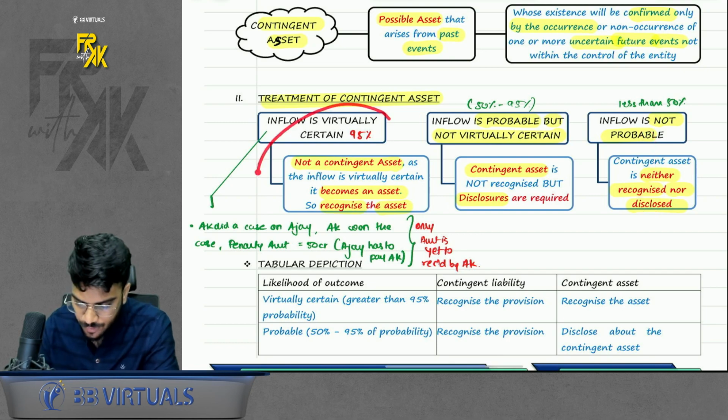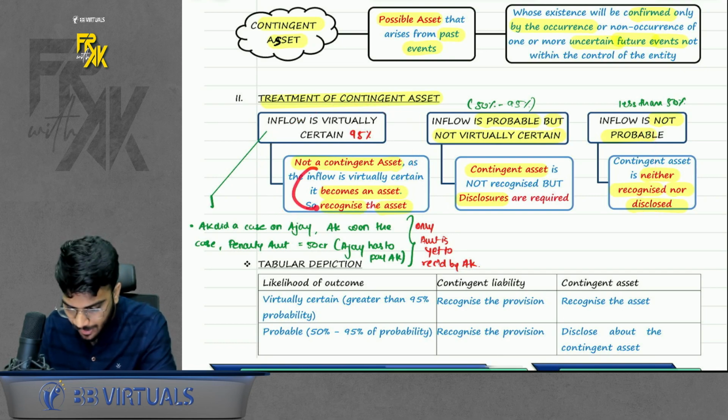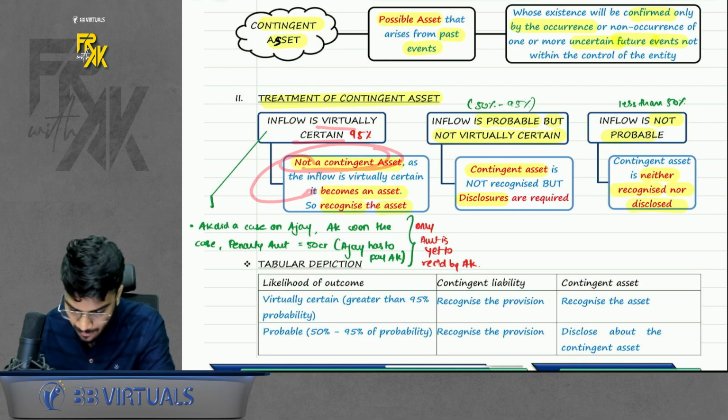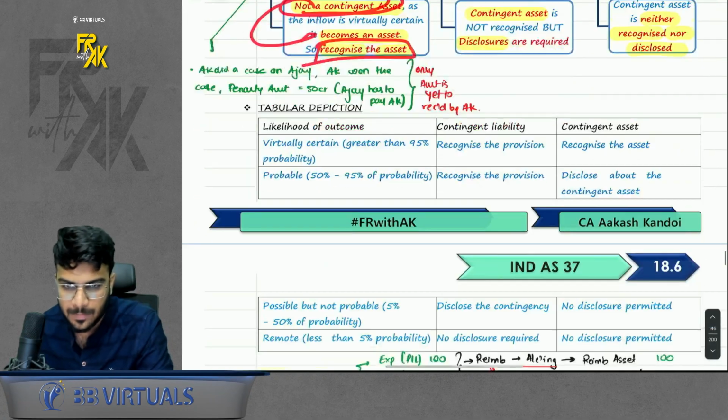Acha, do remember in the first case, we are not recording a contingent asset. Because the inflow was virtually certain, I am saying that my contingent asset has now become an asset. So I am recording the asset here. Do remember that part.